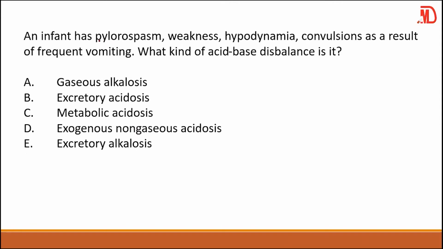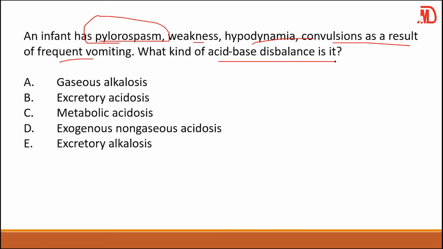An infant has a pylorospasm, weakness, hypodynamia, convulsion as a result of frequent vomiting. What kind of acid-base disbalance is it? Now, I've talked to you guys about electrolyte imbalances or acidosis and alkalosis. Now, when there's too much of HCl or hydrogen ions, we call it what? Acidosis. When there's too much of hydroxide ions, we call it what? Alkalosis.